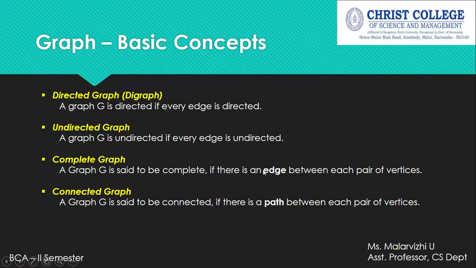A graph is said to be directed if every edge in the graph is directed, and it is undirected if there is no direction for the edges. A graph is said to be complete if there is an edge between each pair of vertices, and a graph is said to be connected if there is a path between each pair of vertices.